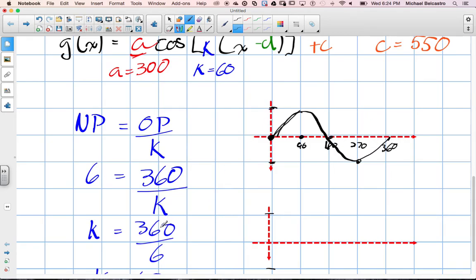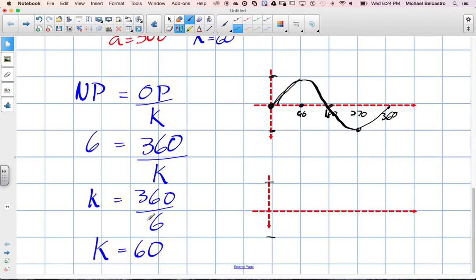With the new period that's at 60, the K value being 60, this means this is going to occur many, many more times throughout this. In fact, it's going to occur 60 more times. It'd be very, very difficult to draw. So we can use something called mapping notation.